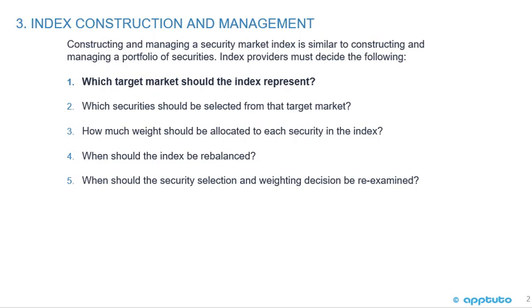So we have a list here of 5 things, and anytime you have a list here, it's important that it gets memorized, okay? So number 1, the most important is which target market should the index represent? Number 2, which securities should be selected from that target market? Number 3, how much weight should be allocated to each security in the index? Number 4, when should the index be rebalanced? And then finally 5, when should the security selection and weighting decision be re-examined? That means, are some securities going to be dropped out of the index? Are new securities going to be brought in?